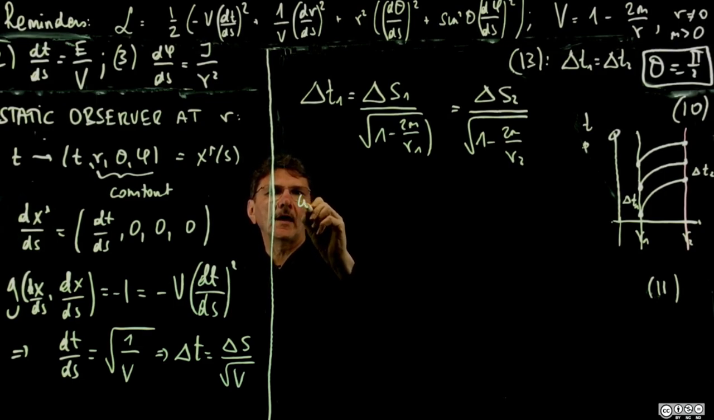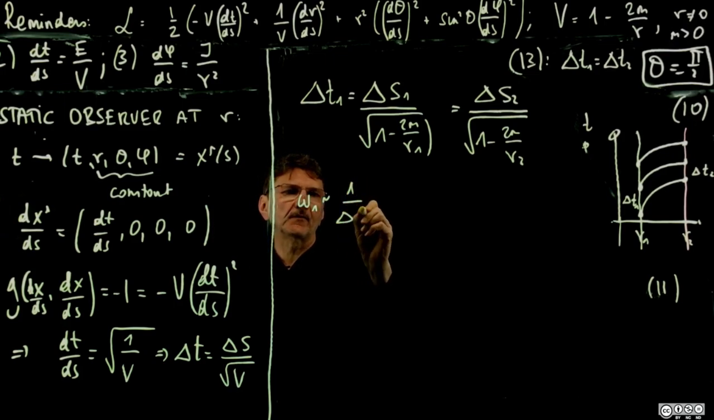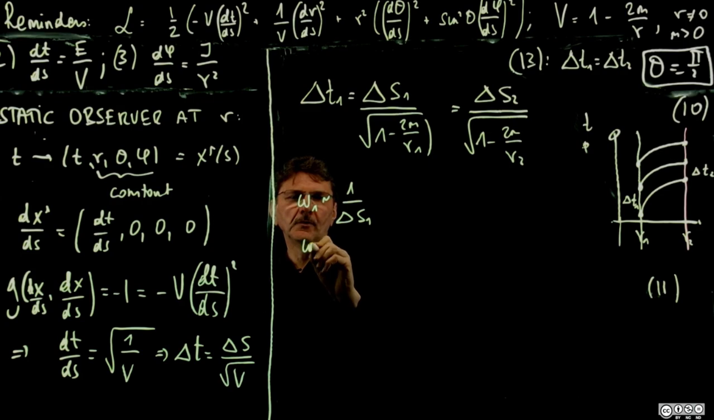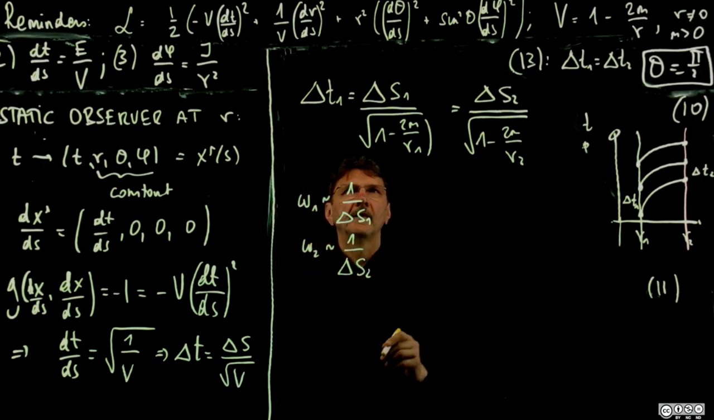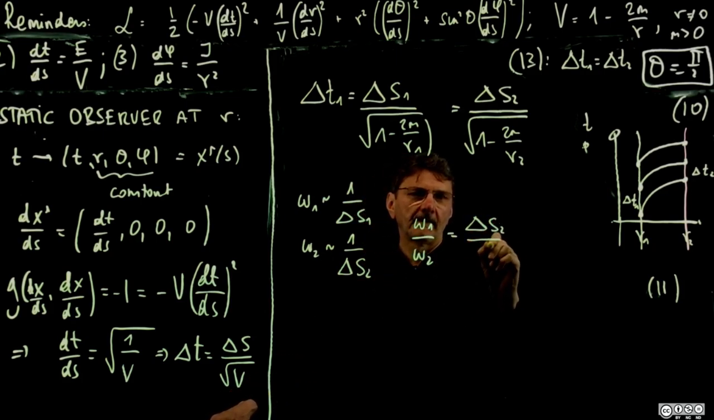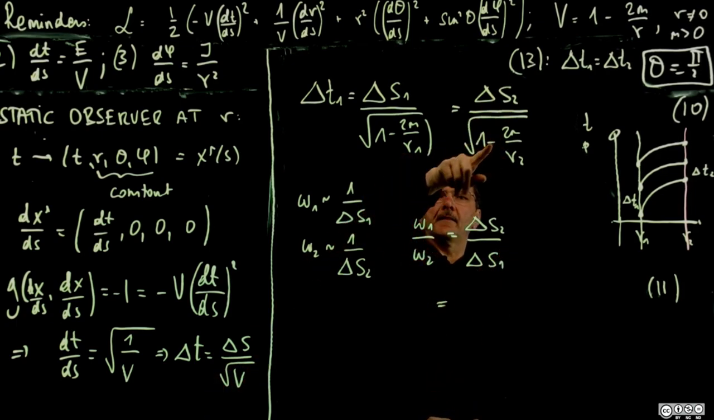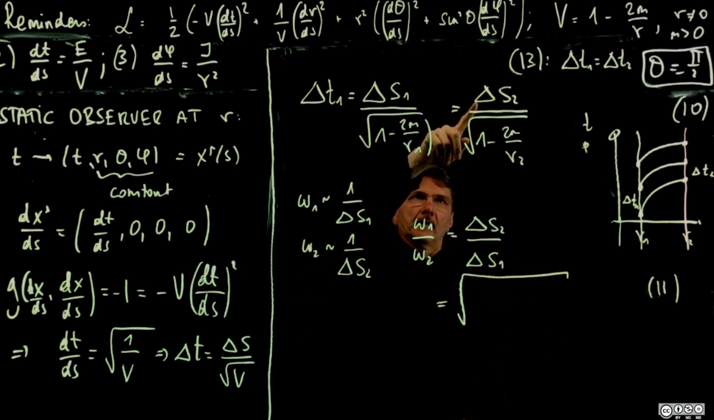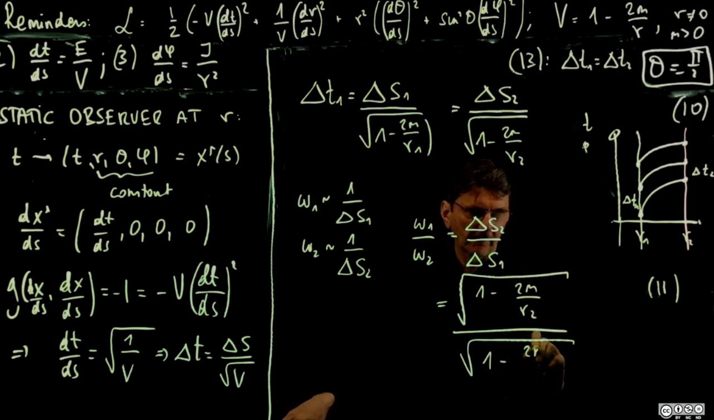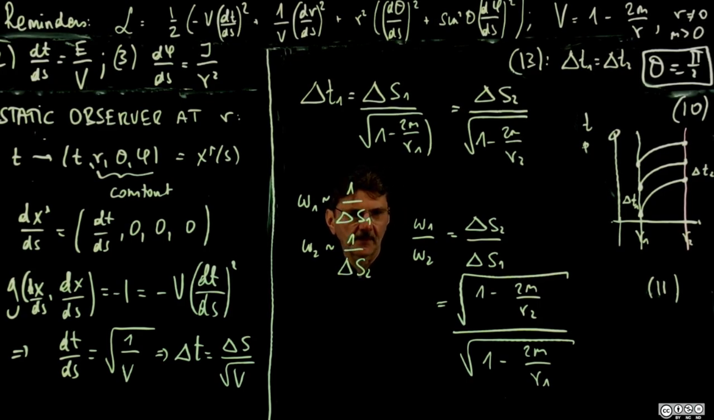And omega 1 is proportional to 1 over delta S1, right? So the frequency will be proportional to the inverse of the time between crests. Omega 2 is proportional to 1 over delta S2. So if I take omega 1 over omega 2, because they're inversely proportional, it's delta S2 over delta S1, and then it's the square root of (1 minus 2m over R2) divided by (1 minus 2m over R1). Okay, so this is the redshift formula.